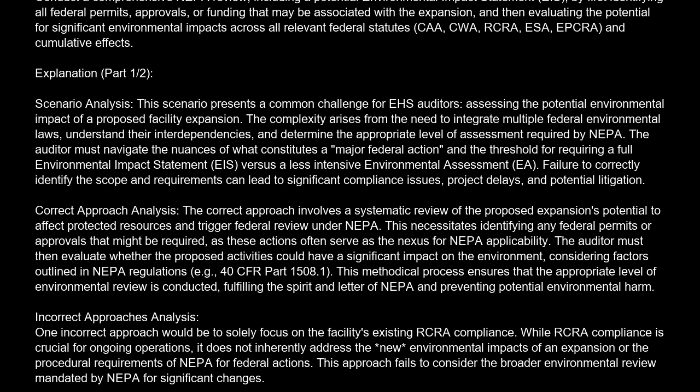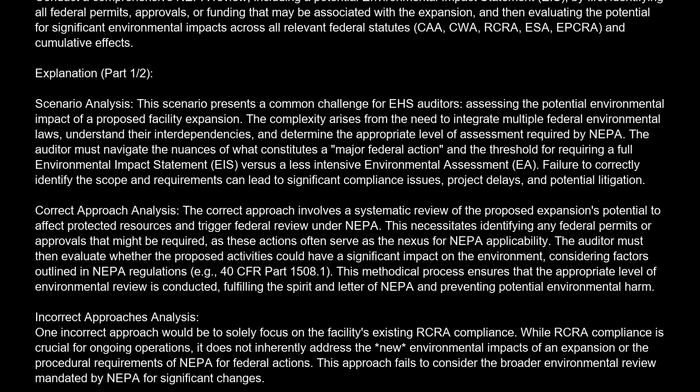The auditor must navigate the nuances of what constitutes a major federal action and the threshold for requiring a full environmental impact statement, EIS, versus a less intensive environmental assessment, EA. Failure to correctly identify the scope and requirements can lead to significant compliance issues, project delays, and potential litigation.